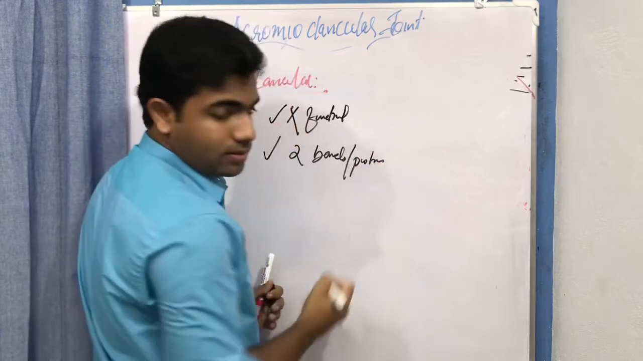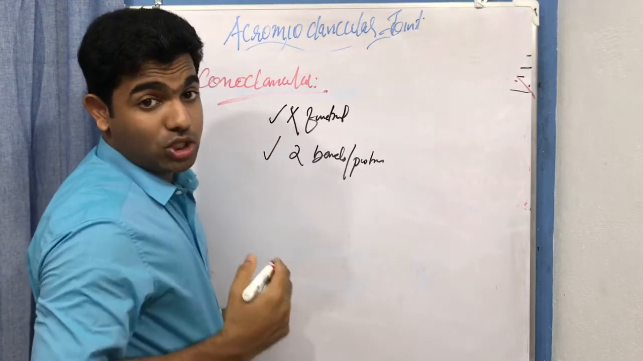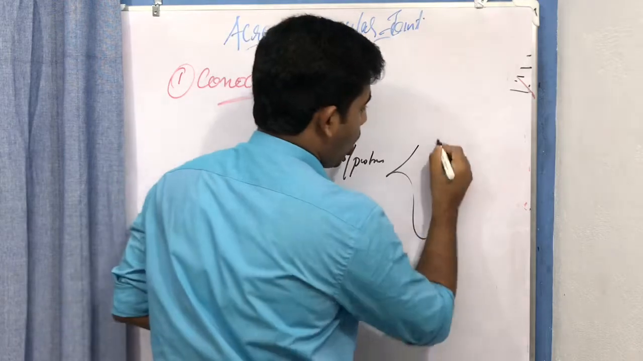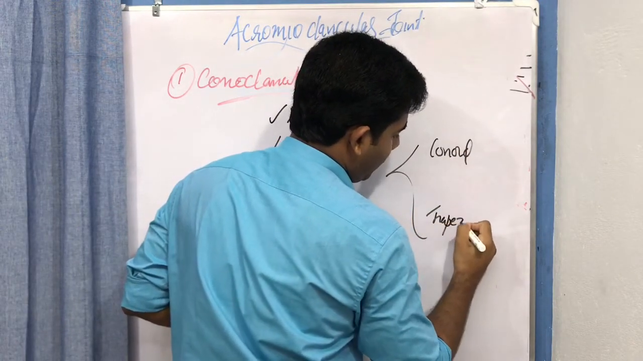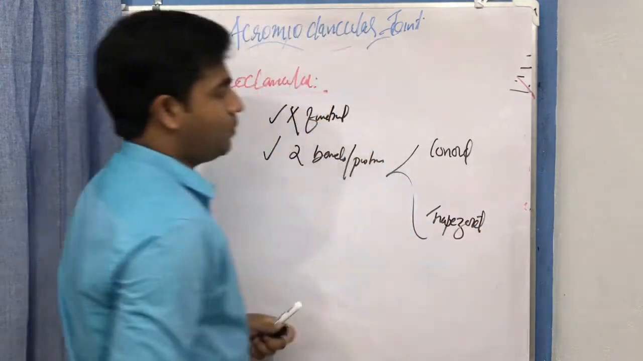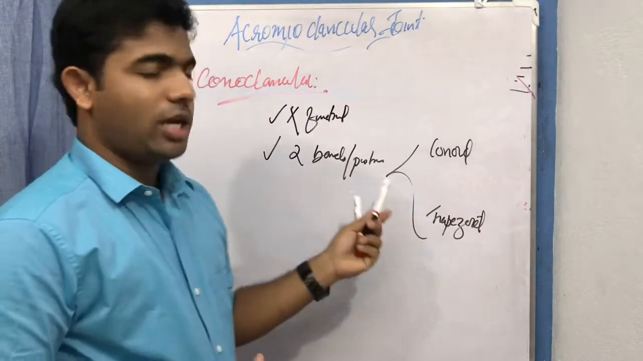Can you tell me which are those portions? It is a conoid and a trapezoid ligament. What is that? A conoid and trapezoid ligament. It denotes the shape of that ligament.